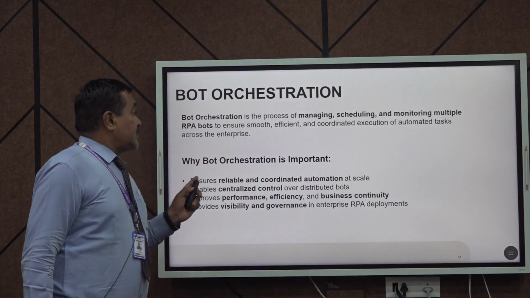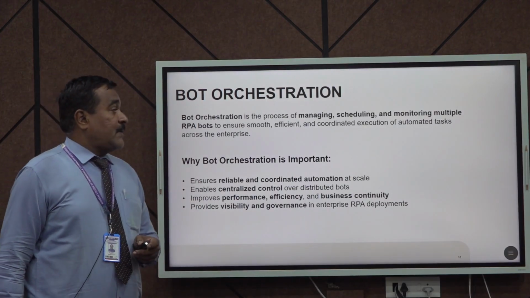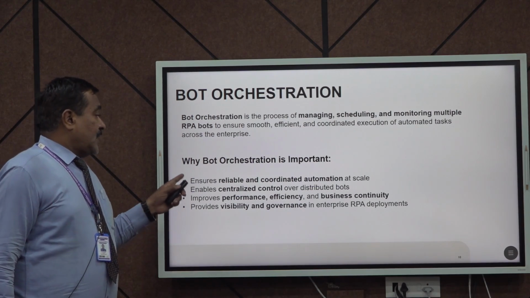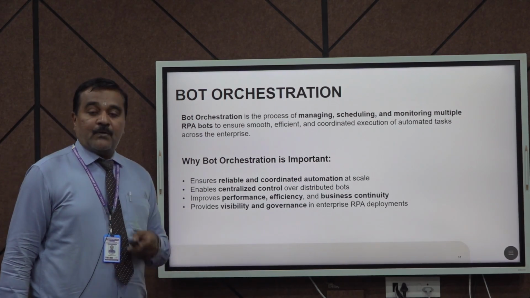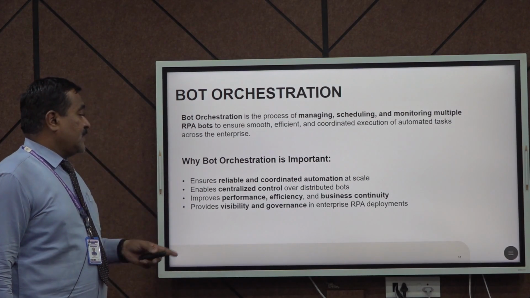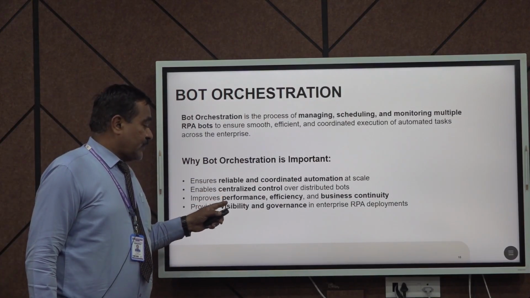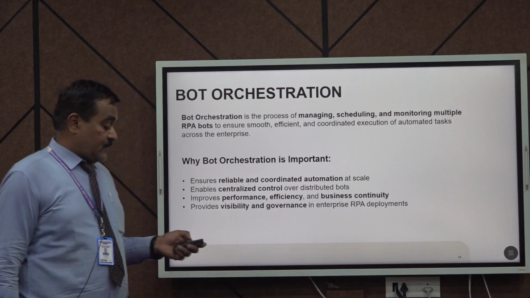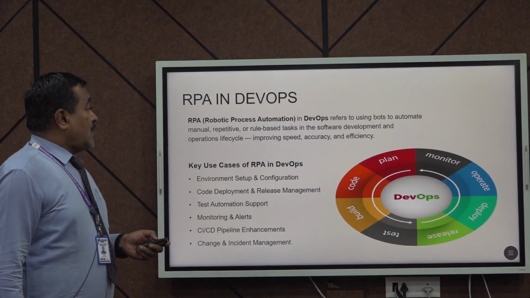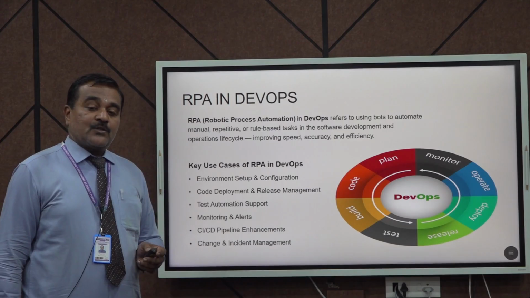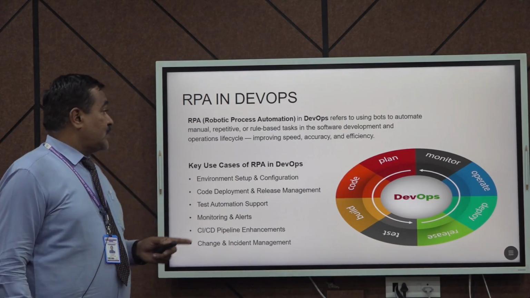Part organization is managing schedules and monitoring multiple RPA tools. Here I mention why part organization is important. The first one is reliability, the second is centralization, the third is performance, and the fourth is visibility. In RPA DevOps, you know very well the DevOps part is also classified in the RPA process.